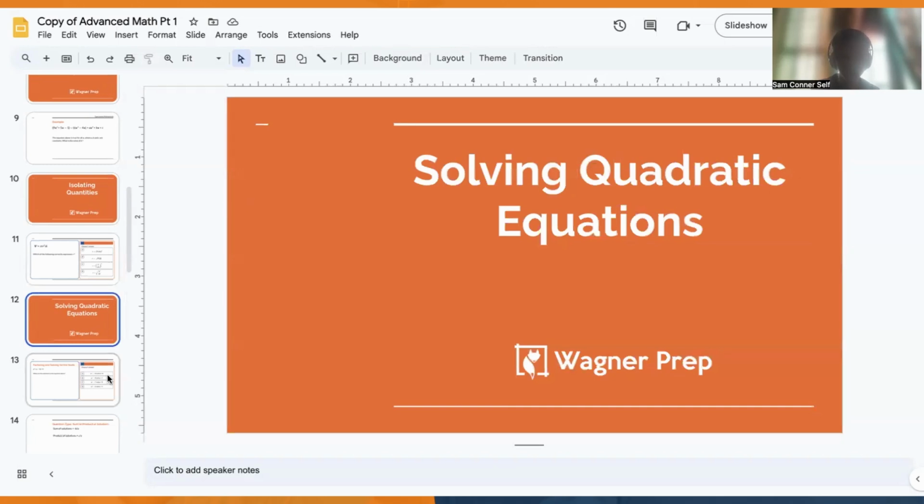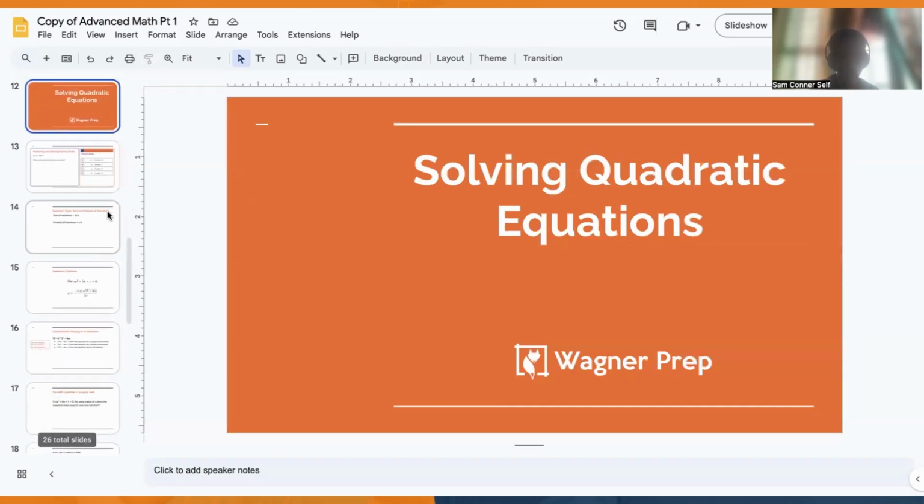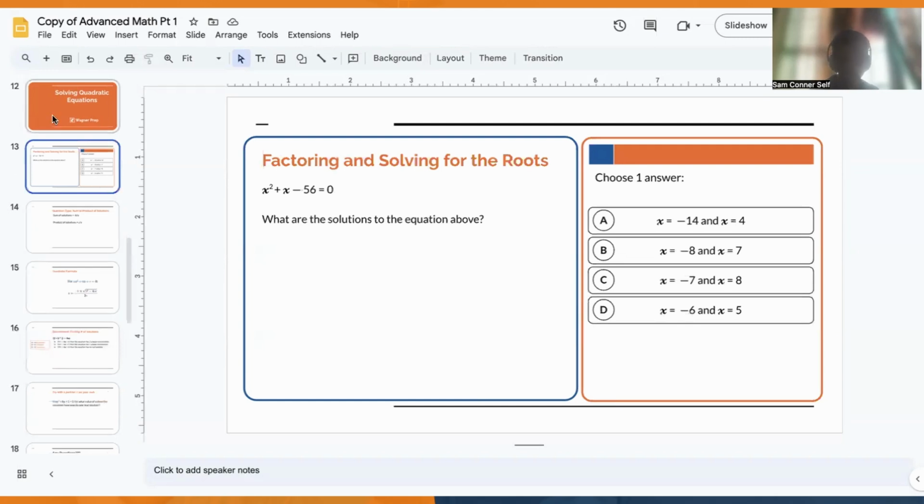All right, and then the big one in this advanced math quadratic section is going to be solving the quadratic equations. So for this practice problem, they give us an equation and they say, what are the solutions to the equation above? So this is a little bit different from the first few practice problems that we did because they're asking us to find the solution. They're not just asking us to factor. So we still do have to factor for these questions, but then we have to do that extra step of setting the factors equal to 0 and then solving.